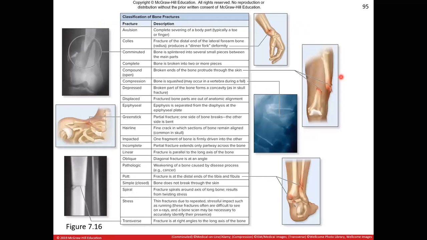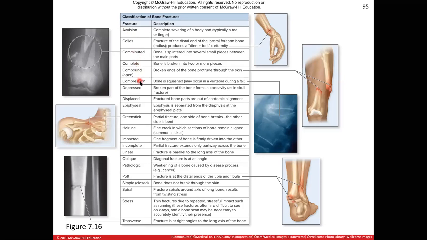So here we kind of have an overall list of a lot of different classifications or special types of fractures. For the most part, you do kind of want to have a good idea of what most of these are. Oftentimes, the description of the classification really tells us exactly what it is. If we look at a complete, we talked about that. Compound, we talked about that.